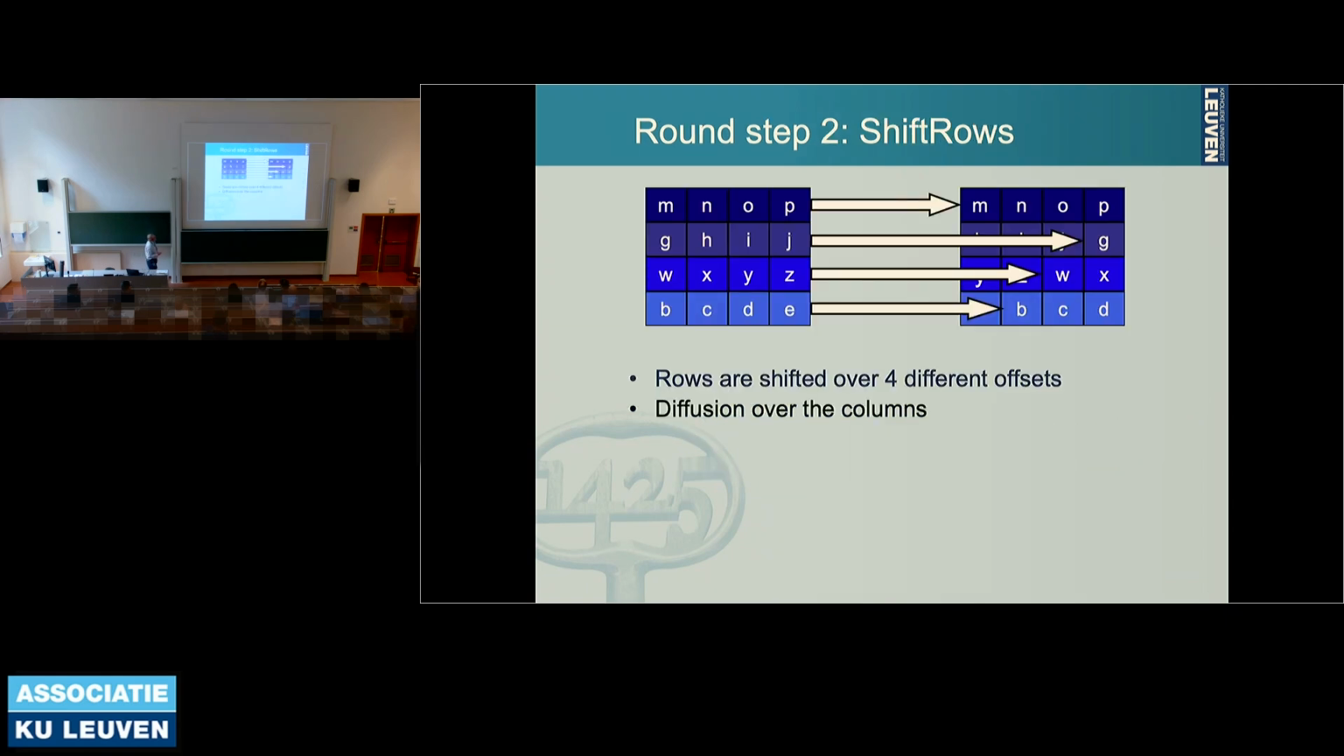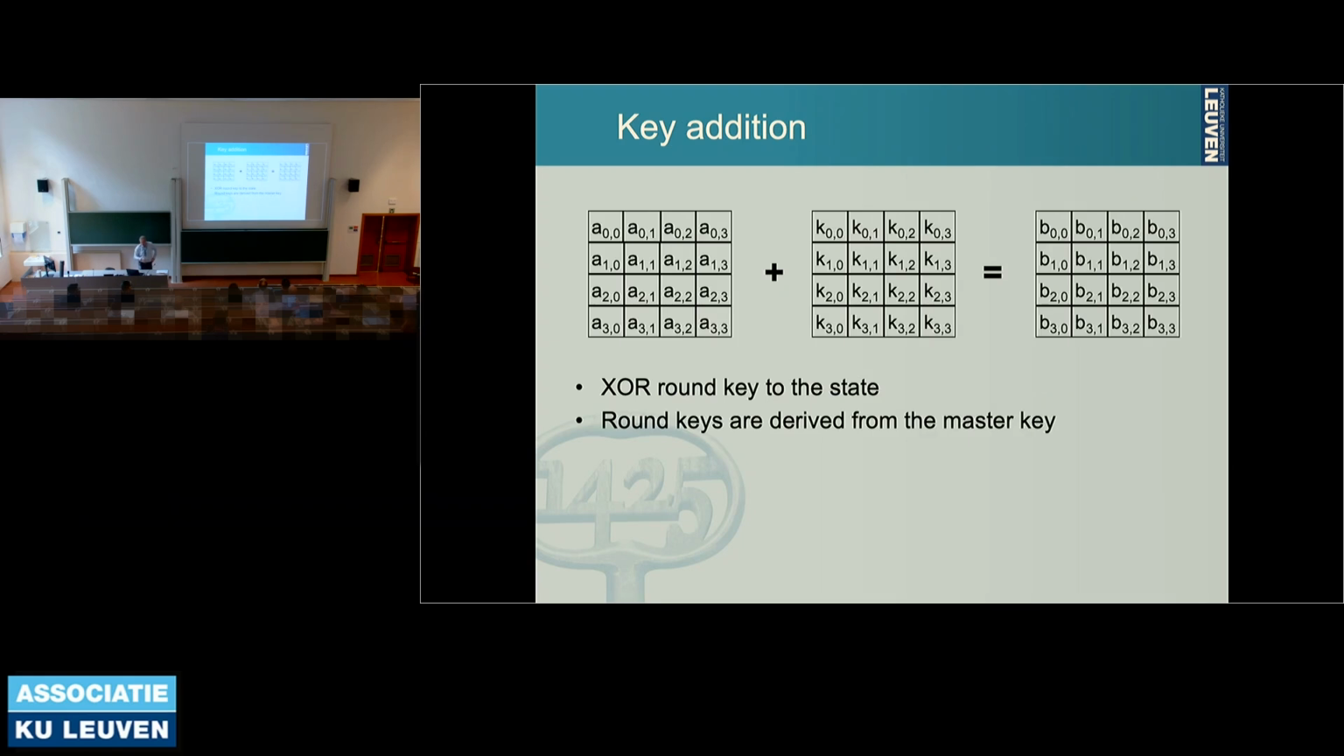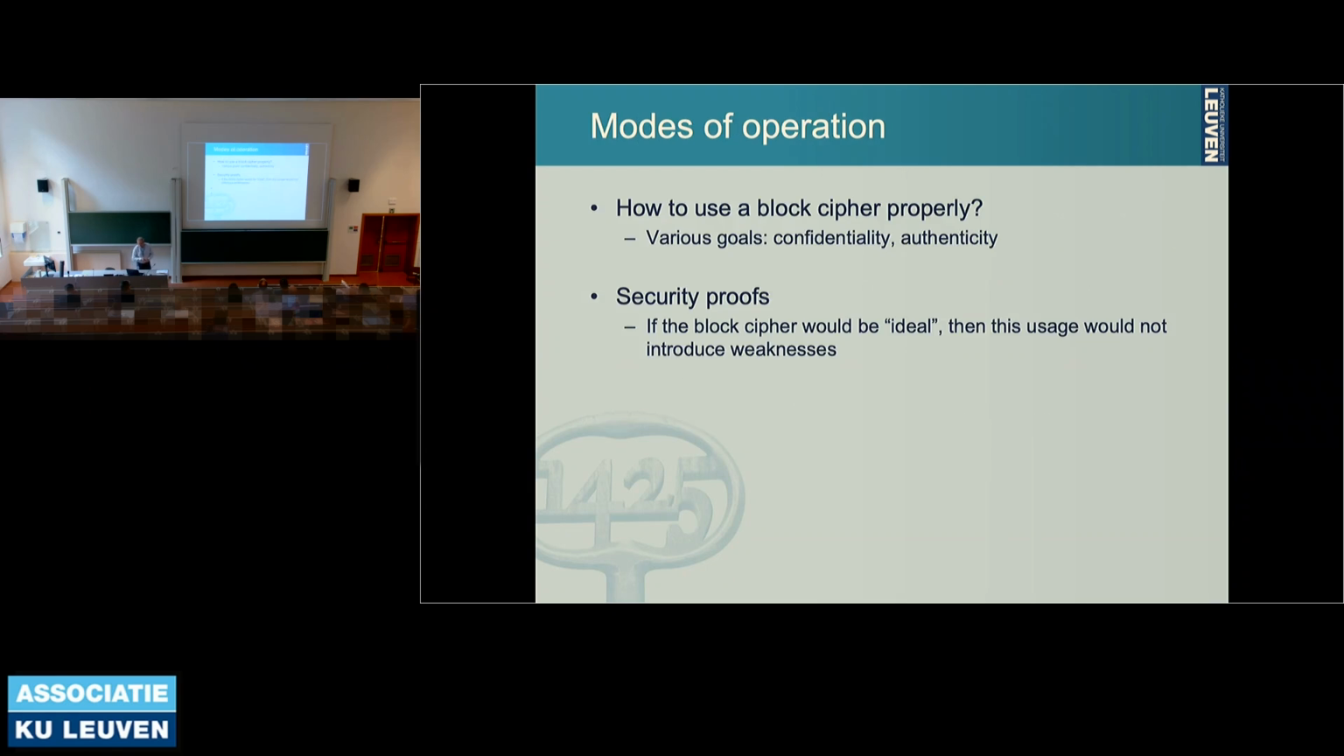Then the shift row step, which was this rewiring, if you describe it on matrix level, you get the fact that every row is shifted over a different offset. Yeah. And then the key addition is simple matrix addition. Yeah. So that's the AES. I will now talk about modes of operation.